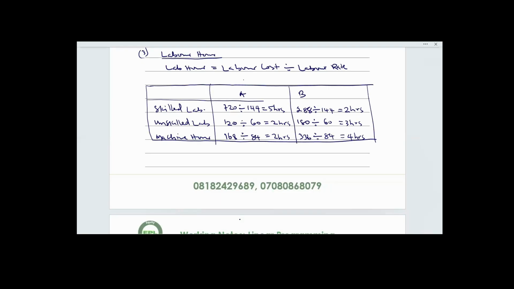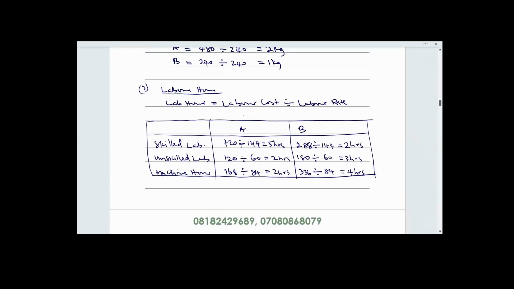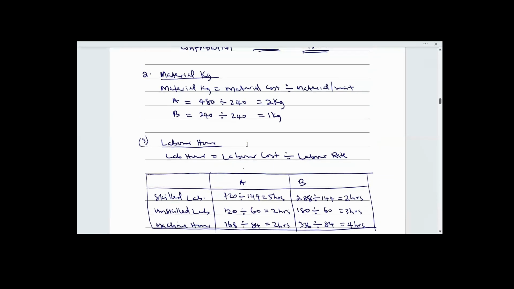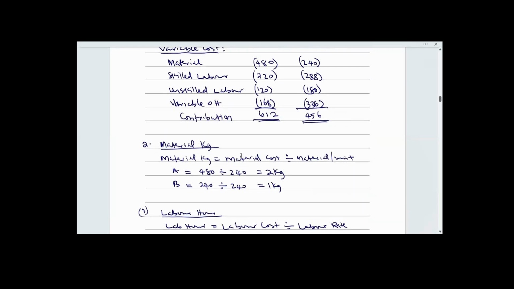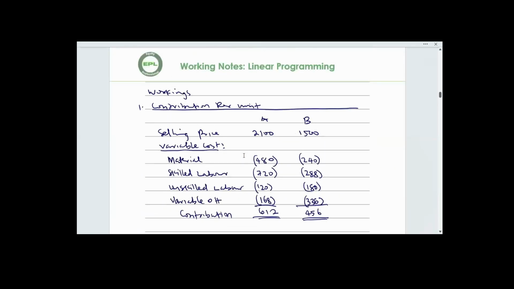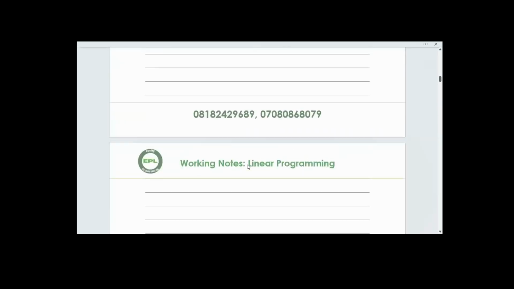Okay, so that's that. Let's now go ahead and complete our formulation of linear programming. For material, we have 2 kg and then 1 kg for A and B. So I will then come here, 2 of A.